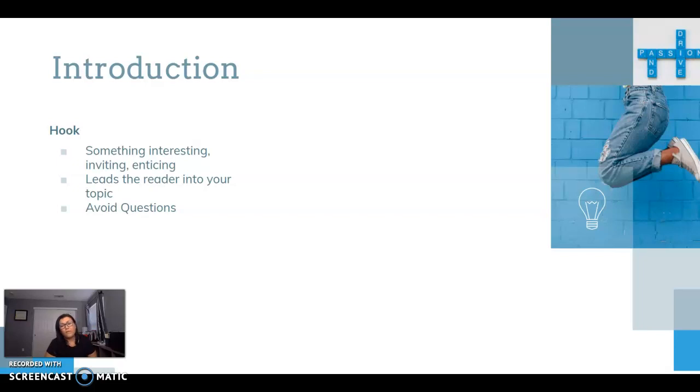I would recommend to avoid questions. Questions are not against the law or anything like that, except sometimes, especially at this level, students either ask questions that are just not as effective, or they ask questions and then forget to provide an answer, right? And as the writer, you want to provide all this information rather than having the reader try to guess or figure out what the answer should be.